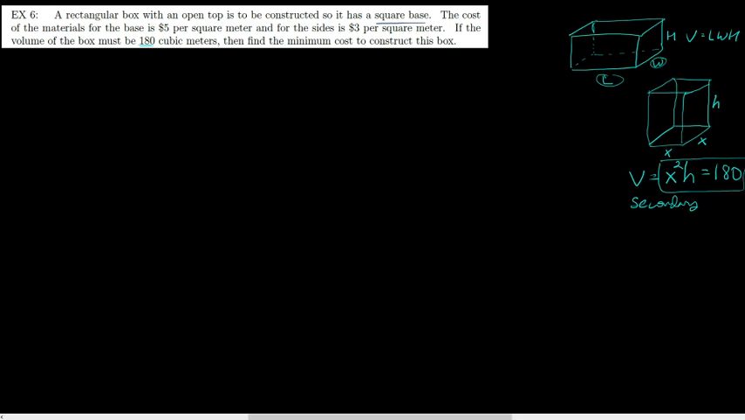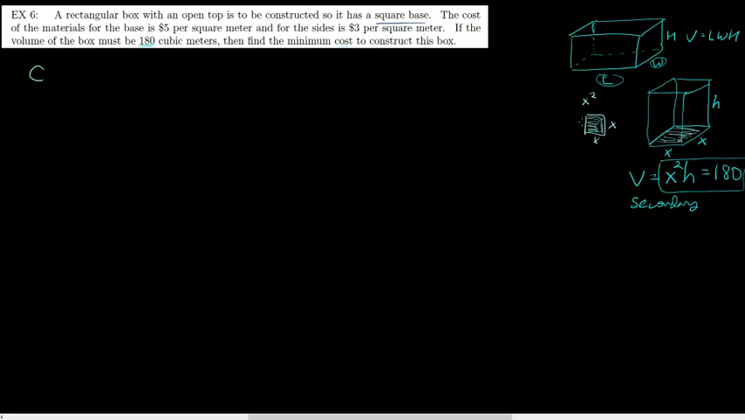The primary equation has to do with what we are trying to minimize. We're trying to minimize the cost, so I'll use C for cost. And what is the cost? Well, it's $5 for each square meter for the base. Now the base, that's this piece down here, and it's just a square, x meters by x meters. So the area of that square is x squared.